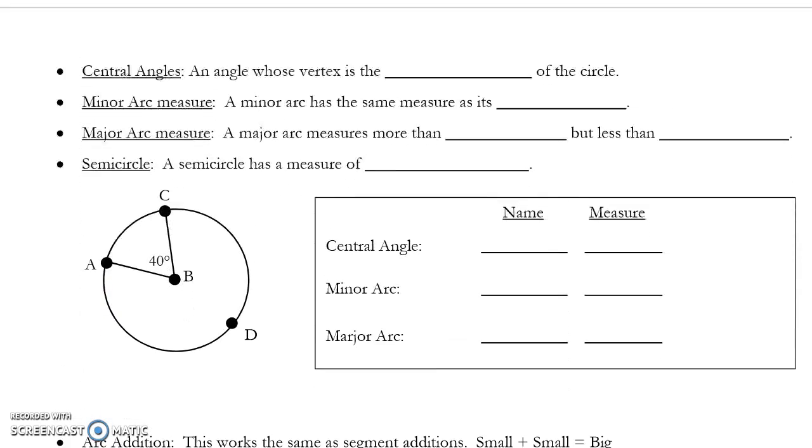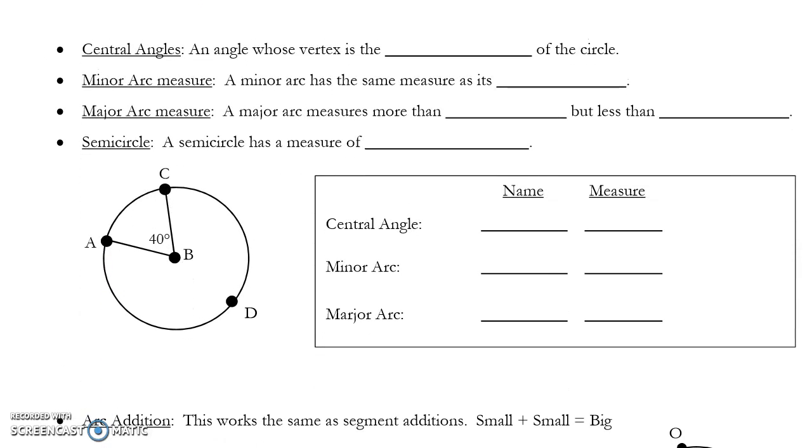So, moving on to some information about angles and arcs. A central angle is an angle whose vertex is the center of the circle. So I know in this case that angle CBA is a central angle because the vertex is B, the center of the circle. I would name my central angle here, not with an M, just with angle CBA or ABC. And its measure is 40 degrees because I've been told it's 40 degrees.